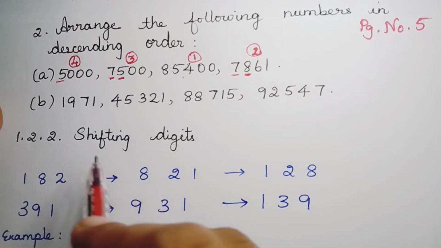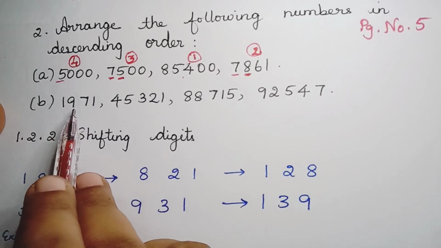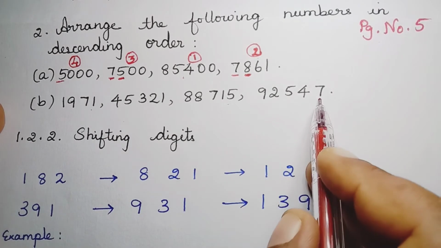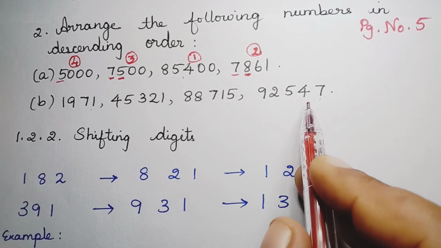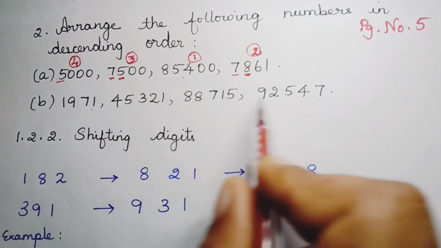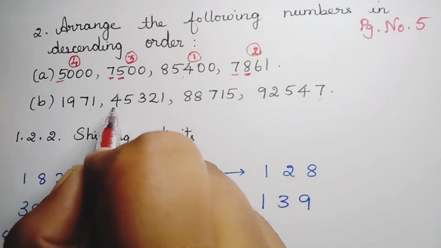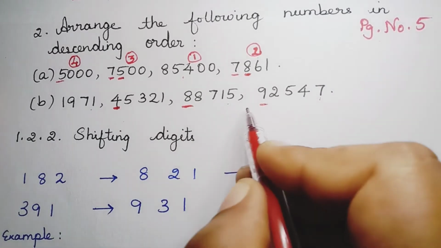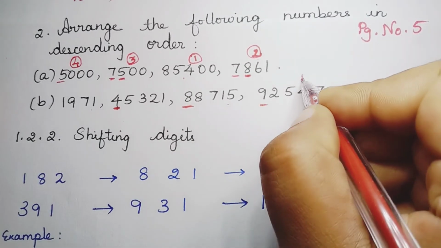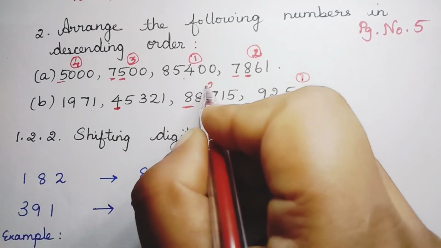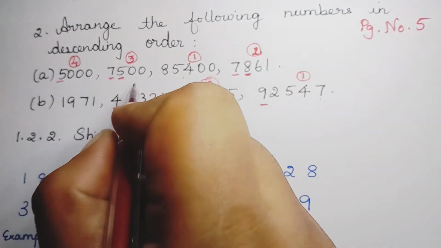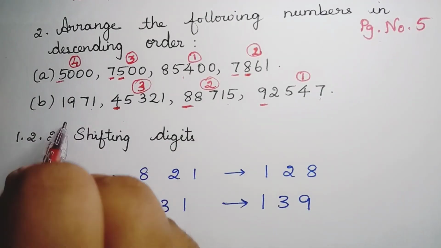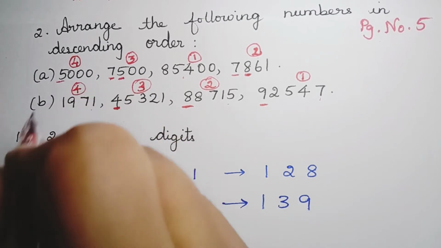The next question: count how many digits are here. 4 digit, 5 digit, 5 digit, 5 digits. So you have to find out the biggest number. Ignore this first term and compare these 3 terms. First digit, you compare 4, 8, 9. Which is the biggest number here? 9 is the biggest, so this is the highest number. Next to that will be 8, and next to that will be 4. Third one, this is the one which is left out, so this is the last number.